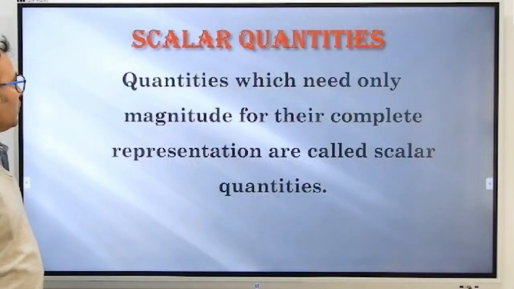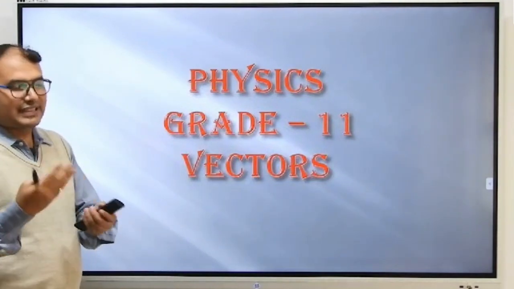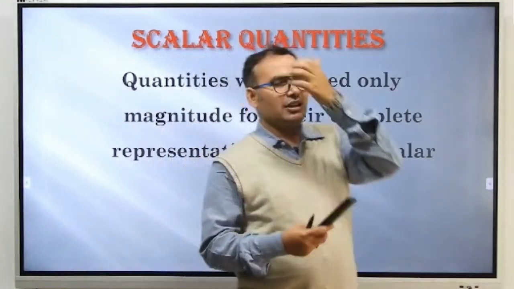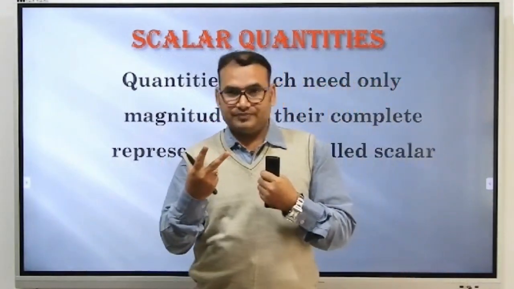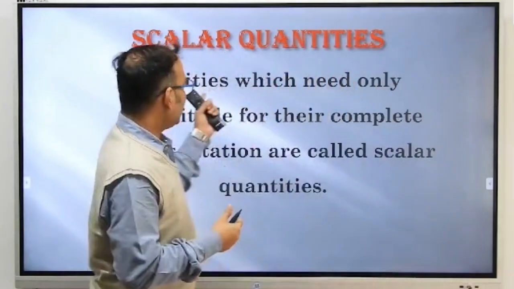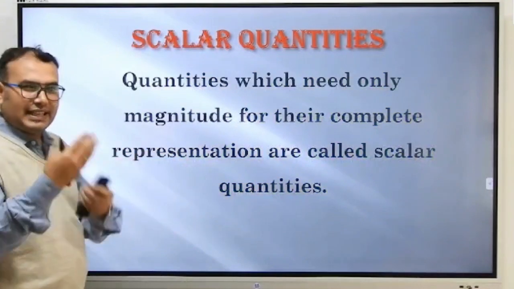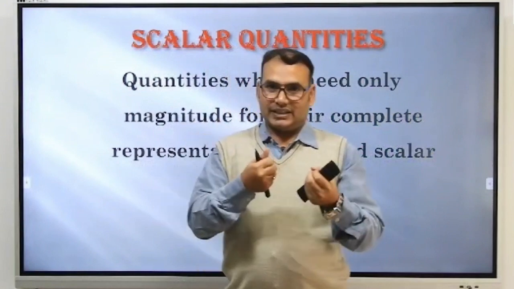Coming to what actually a vector quantity is and what a scalar quantity is. First I'm explaining the scalar quantity. Physical quantities are classified into two groups. One is the scalar quantity and the second group is the vector quantity. So what is the difference between scalar and vector?